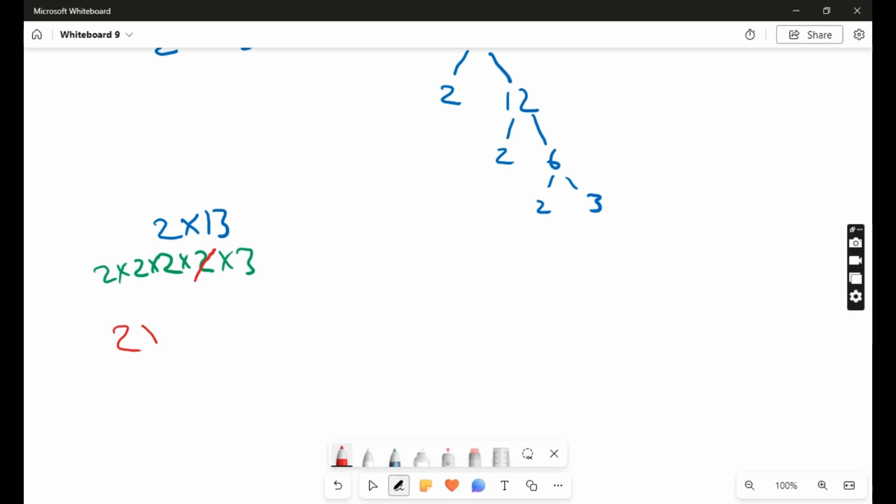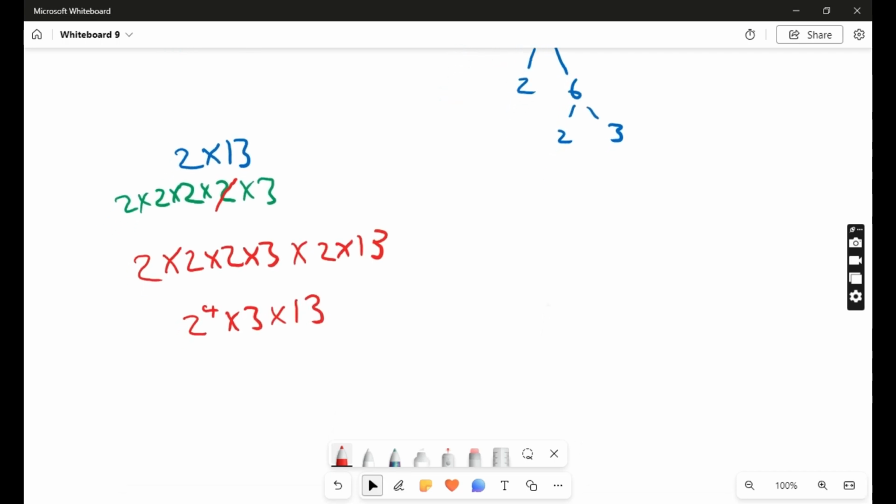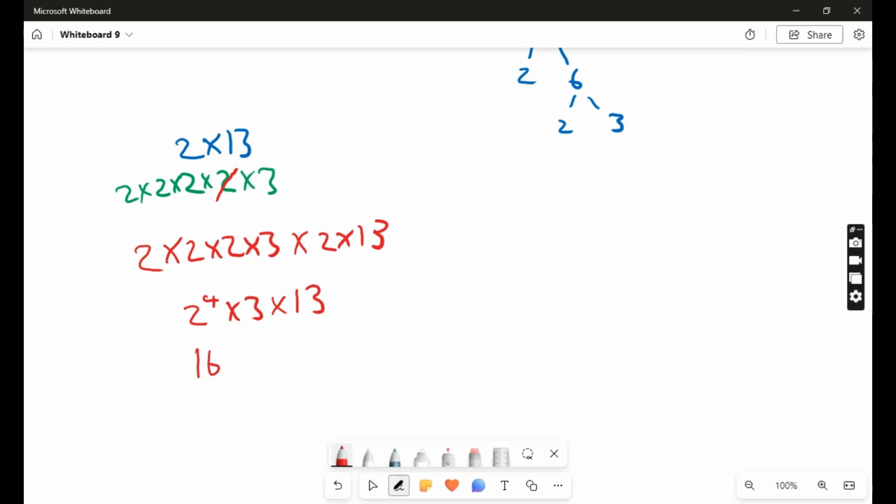So to find my lowest common multiple, I multiply these two products together. So that's going to be 2 times 2 times 2 times 3, and that's my numbers from 26. And then I'm also going to multiply that by my other two numbers, 2 times 13. And that's the same as 2 to the power of 4 times 3 times 13. So let's work this out. 2 to the power of 4 is 16 times 3 times 13. And then we have 16 times 3 is 48 times 13. And that is equal to 624.